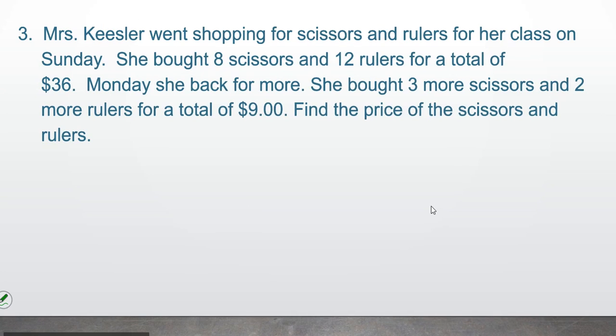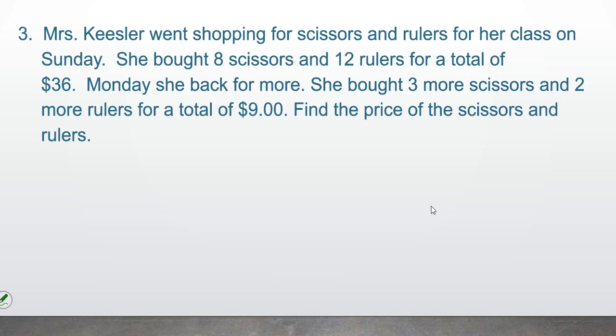All right, number 3, Mrs. Kiesler went shopping for scissors and rulers for her class on Sunday. She bought 8 scissors and 12 rulers for a total of $36. Monday, she went back for more. She bought 3 more scissors and 2 more rulers for a total of $9. Find the price of the scissors and rulers.